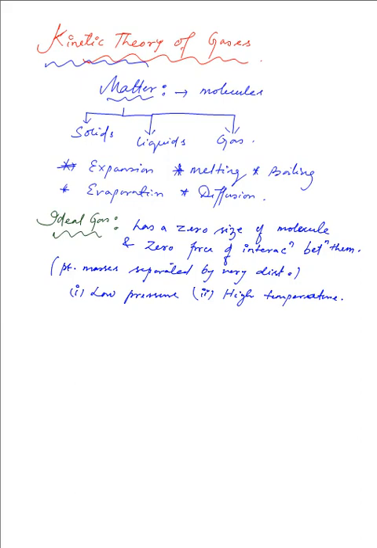Now, the reverse of this, that is when the pressure increases and the temperature decreases, the molecules tend to come close to one another and they diverge from the ideal behavior, and as a result they will finally enter into the liquid region and ultimately the solid state.